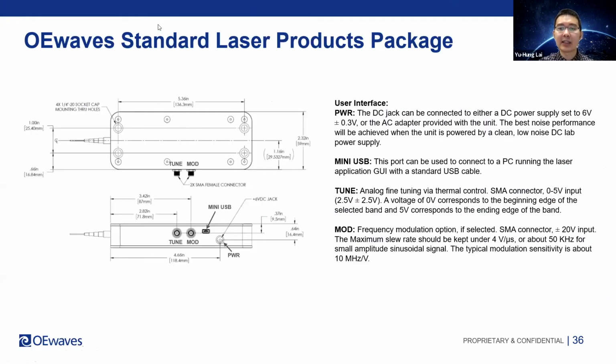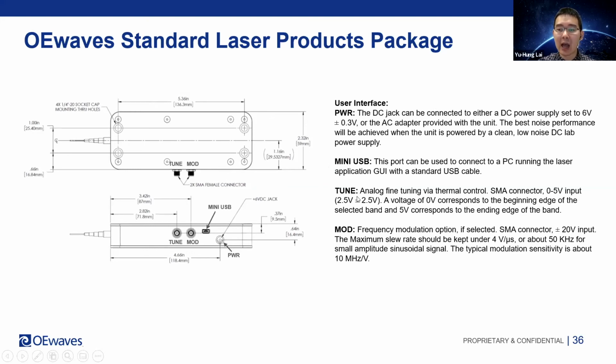So here we show our standard laser product package. You can see the size of the package is very small. Our laser can be handheld, and the size is slightly thicker than, and similar to, your iPhone. This laser can be powered by a DC power supply, and we only need a 6-volt input. Basically, we can control our laser using mini USB and our GUI, so we can directly connect to the computer and directly control the laser operation. On the other hand, we also have a tune port and a mod port.